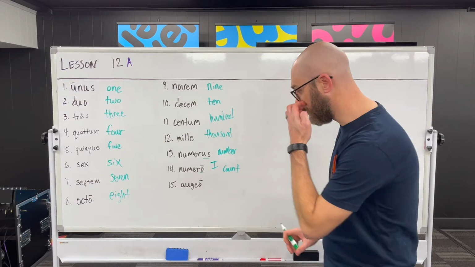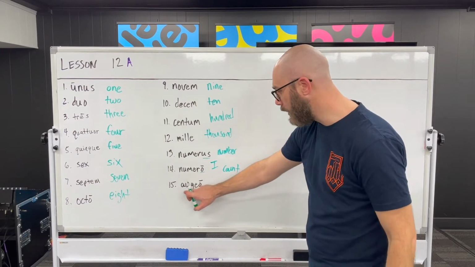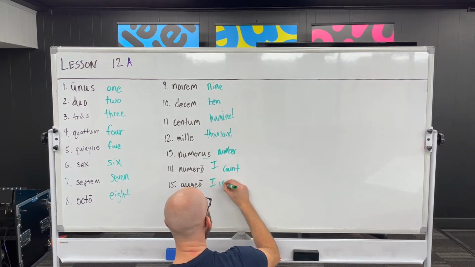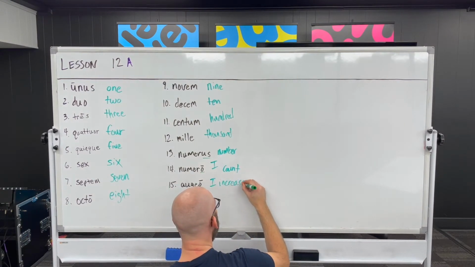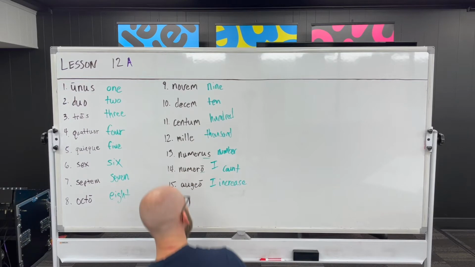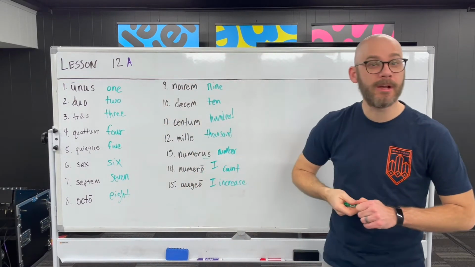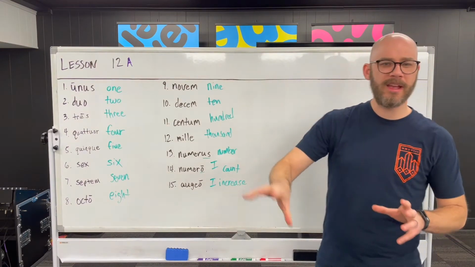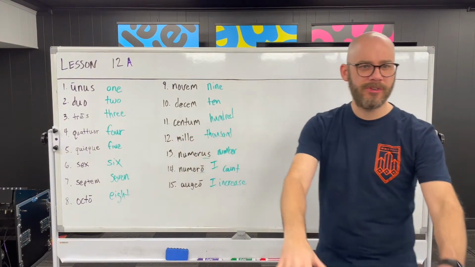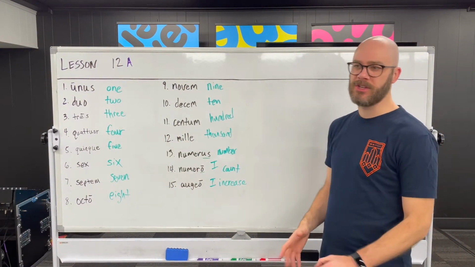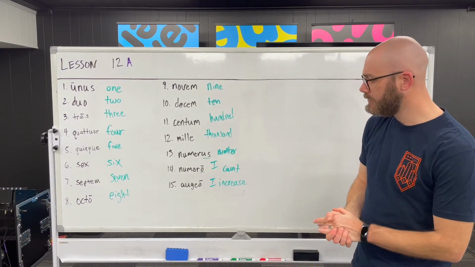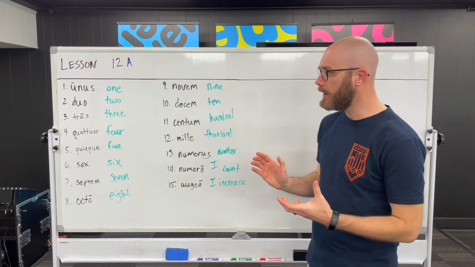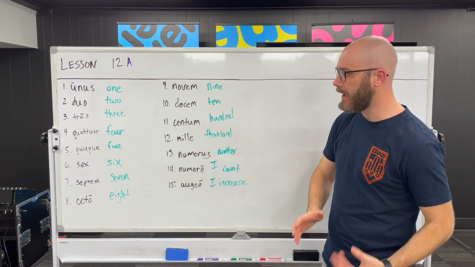Number 15, our last one, augeo. Augeo means I increase. Like to make something bigger, all right? It doesn't mean that you're getting bigger. It means that you're making something else get bigger. You increased the amount of food that you ate at dinner last night. I increase, okay? So those are your new verba latina, your new Latin vocab words.